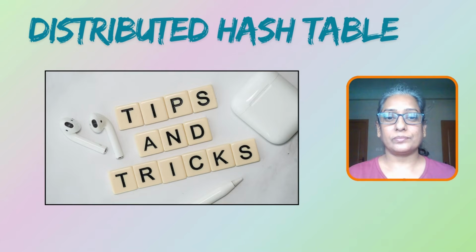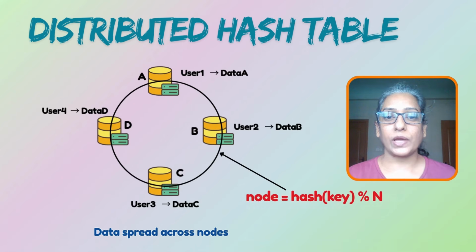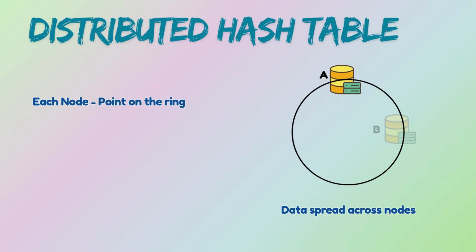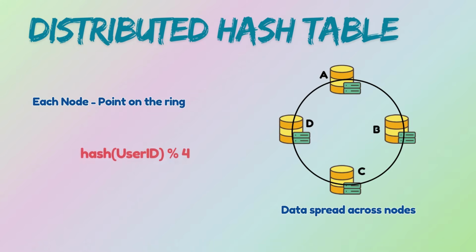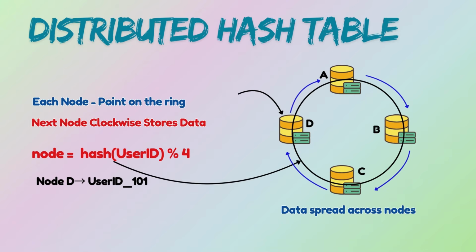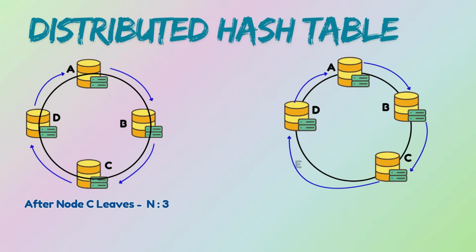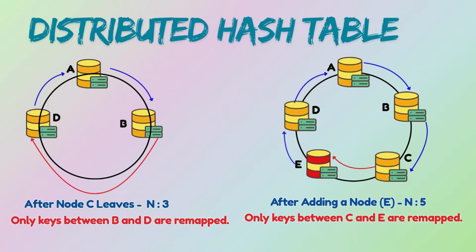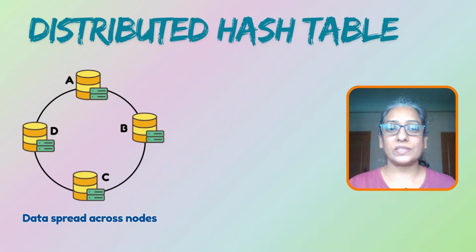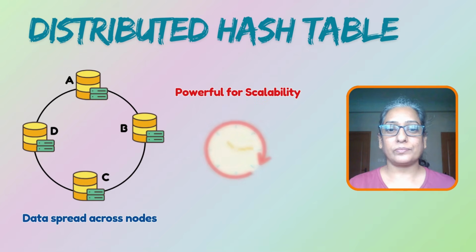Here is the trick. Imagine all possible hash values arranged in a circle, or what we call a hash ring. Each node is assigned a point on this ring. When you hash a key, it lands somewhere on the ring, and the next node clockwise from that position becomes responsible for storing that key. Now, when a node joins or leaves, only a small part of the ring changes, not the entire data set. That is what makes DHTs so powerful for scalability.